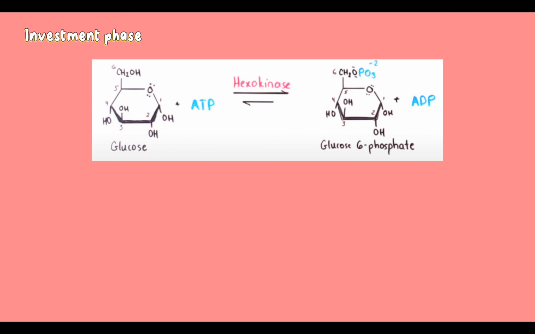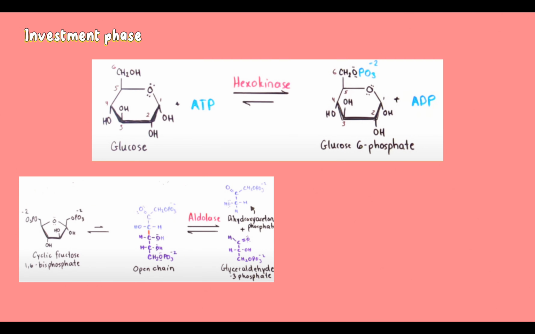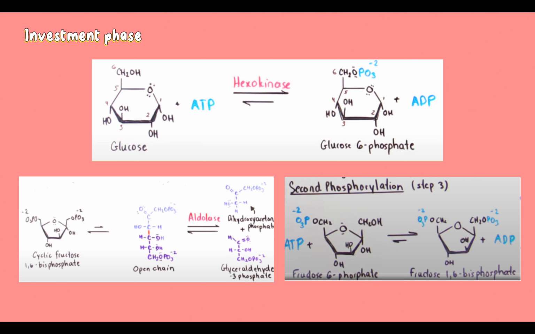making it more reactive. Phosphoglucose isomerase converts glucose 6-phosphate into its isomer fructose 6-phosphate. This is done in order to ensure that the sugar is broken down into two equally sized molecules. Then phosphofructokinase catalyzes the addition of a second phosphoryl group onto the fructose 6-phosphate to form fructose 1,6-bisphosphate. This further destabilizes the sugar, which prepares it to be broken down in the next stage of glycolysis.